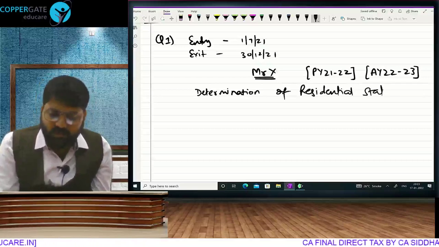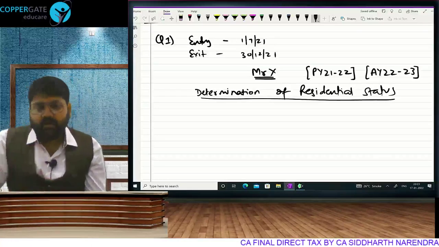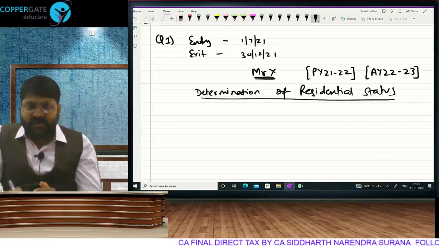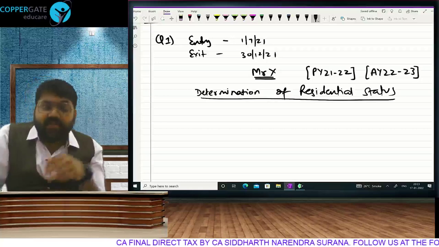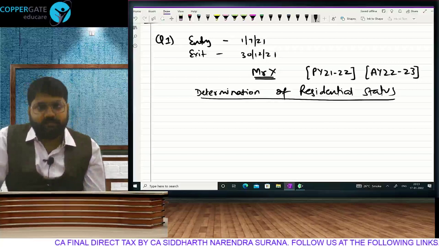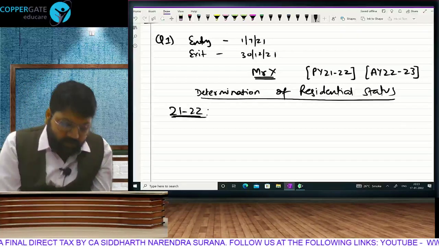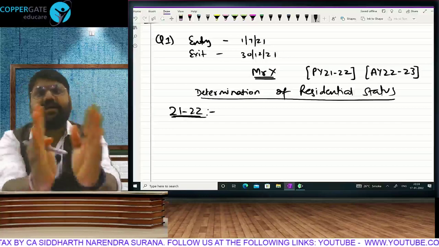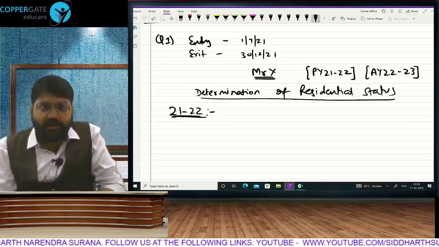What are the two conditions to decide residential status of an individual? Condition 1: 182 days in the current year. Condition 2: 60 days in the current year and 365 days in the last 4 years. Whether the first condition or the second, the first thing you will have to check is the stay of the assessee during the year, 182 or 60. First step is always to target your previous year 21-22. Previous year 21-22. Correct?